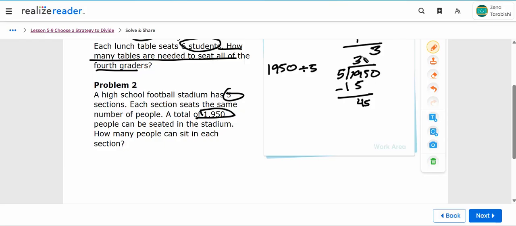485. And so now I know that I started from 300 plus my next partial quotient. 5 times what equals 45? 5 times 9 equals 45. I get 0 left over. So in this case, 300 plus 90, and I get 390 people per section.